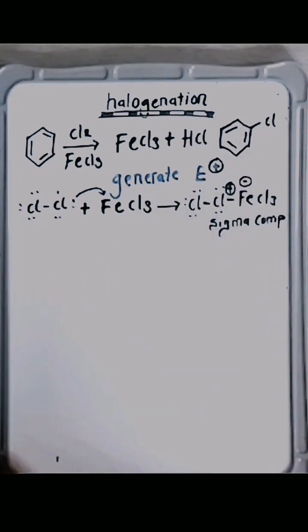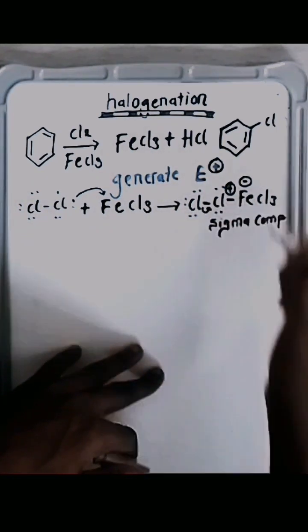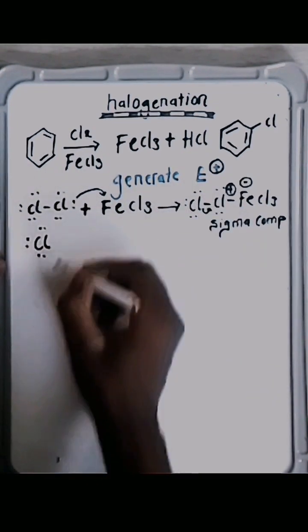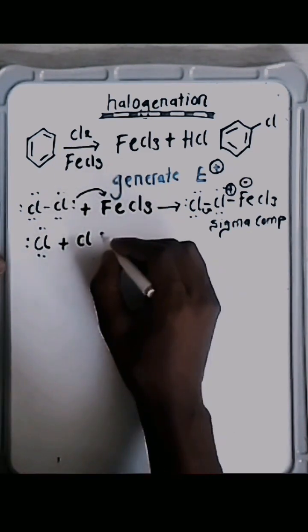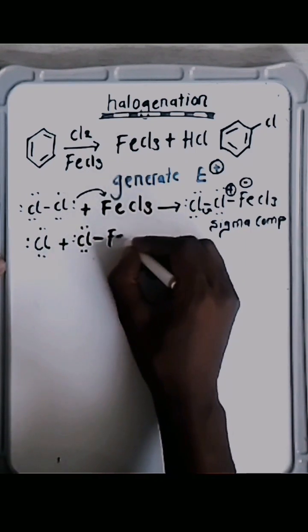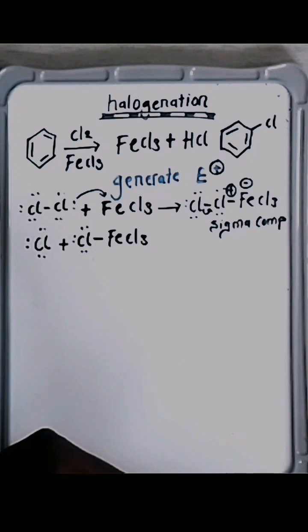So this chlorine is positively charged, and it's not happy being positively charged. What's the only way it could lose this positive charge? It has to extract this pair of electrons. When that happens, the bond will break here, and this chlorine will be left alone, and then you have this. It will look like that.